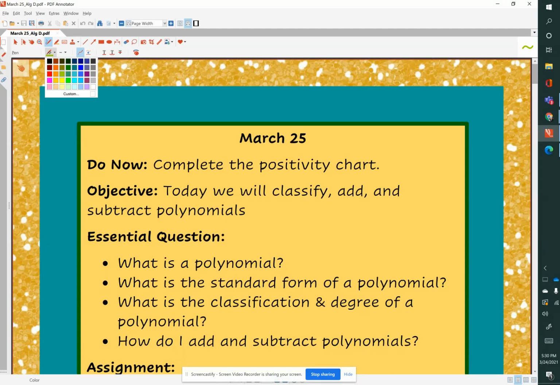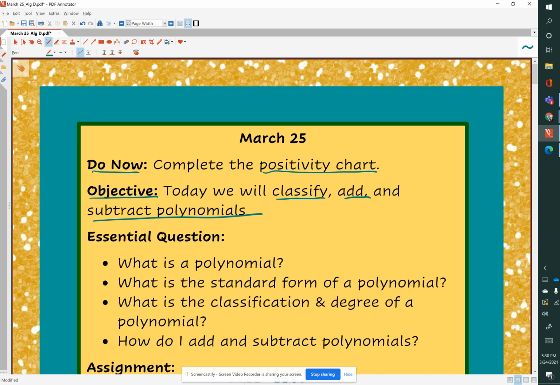Welcome to our lesson. Today we're going to be doing our do now, which is kind of fun. We're going to complete a positivity chart. Our objective will be to classify, add, and subtract polynomials because we are starting a new unit today.